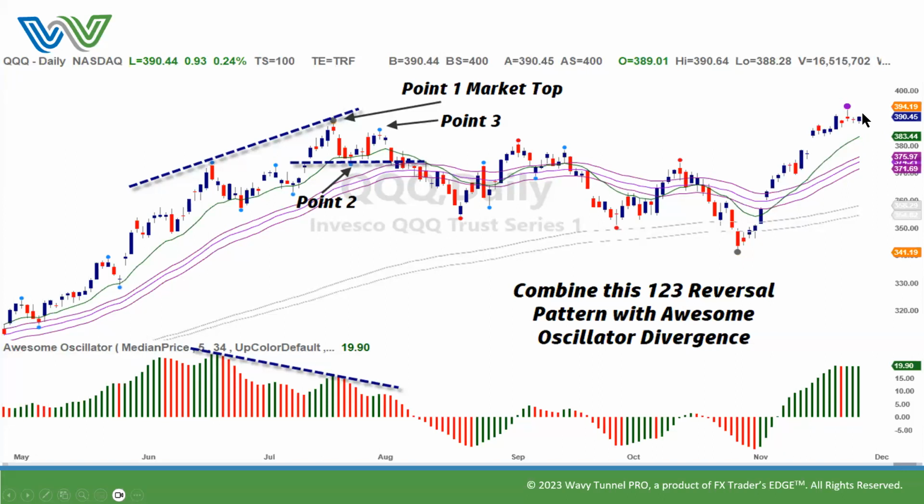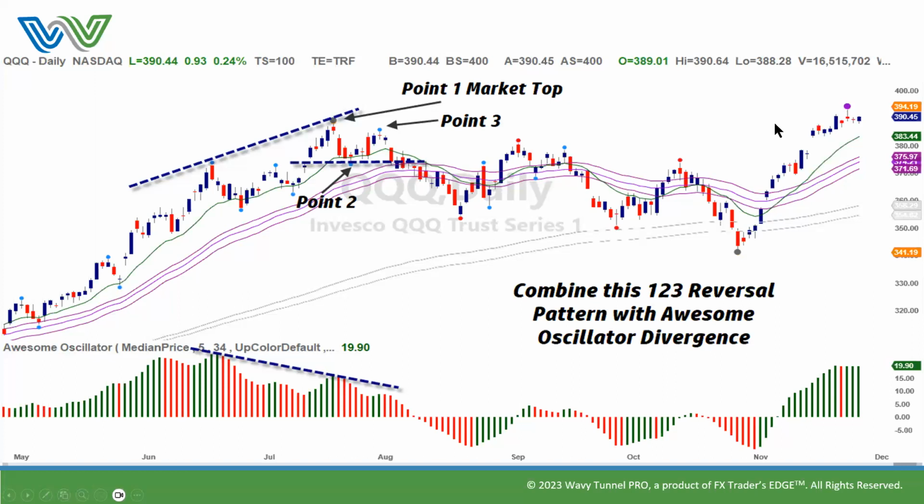But we could make another new high before we come down. So draw your channel lines, look at a smaller time frame, look for your 1, 2, 3 reversal. And when we take out these lows, you're looking for this filter or the wave.